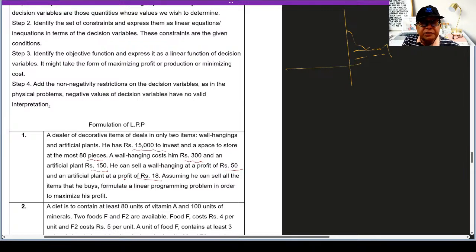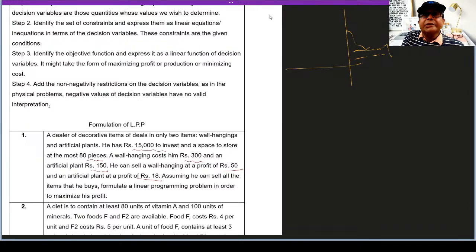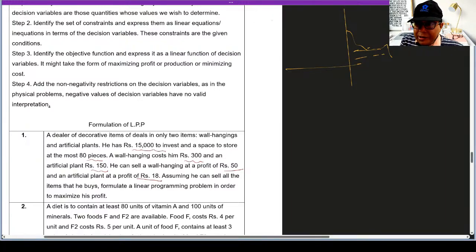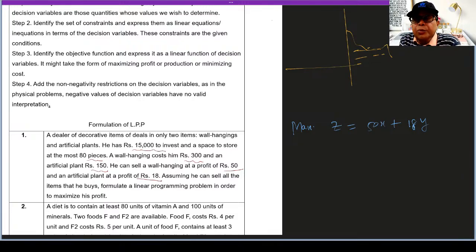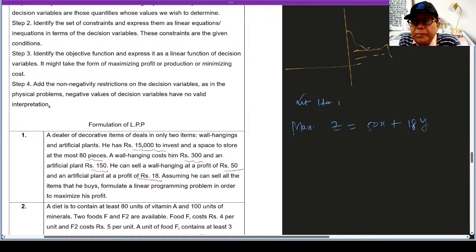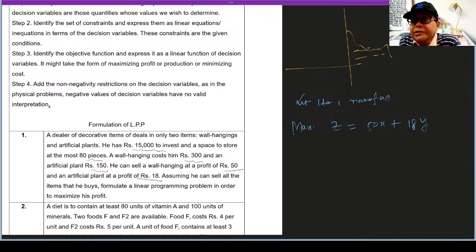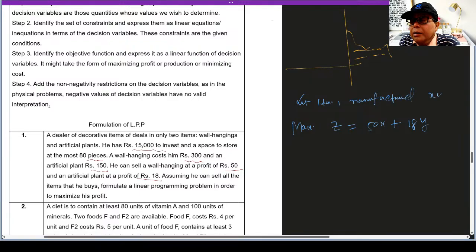So which part will you see first? The profit one. Let us frame the objective function first. You want to maximize the profit, so you will write accordingly. Maximize Z equal to 50x plus 18y. I forgot to mention what x and y are. Let item 1 be manufactured in x units and item 2 be manufactured in y units. Okay?